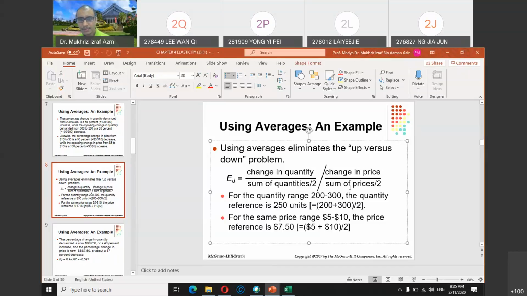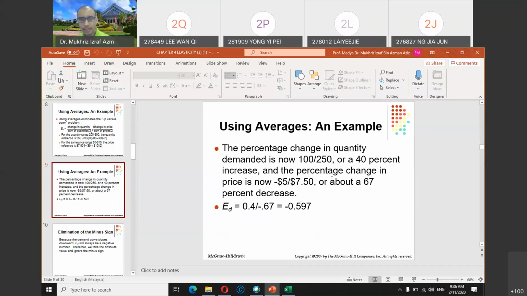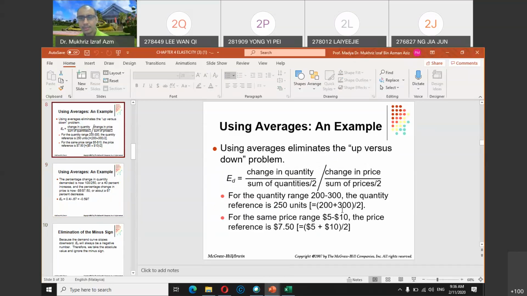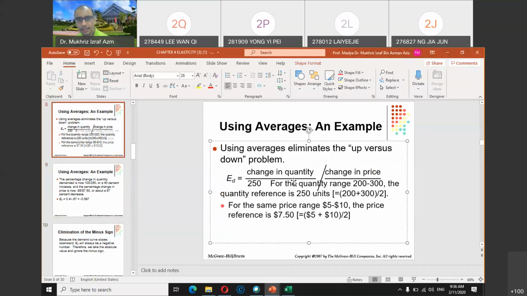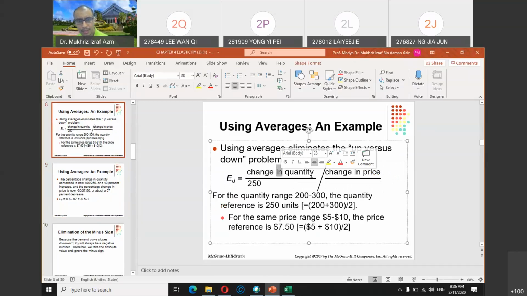But for the price, the same thing: the price change will be 5, that is 10 minus 5, but the sum of prices divided by 2, the two prices, 10 plus 5, 15, divided by 2, you're going to get 7.5. So for the calculation, the numerator now becomes what? You can calculate this on your own. For this part, now it becomes 250, and here will be 100. If you want to see how it looks in the slide, for the last part here, this will be 5.